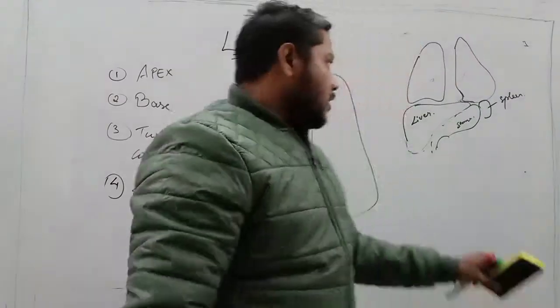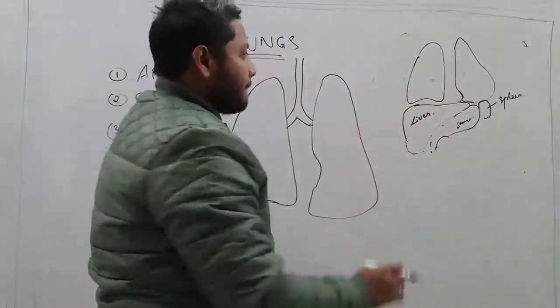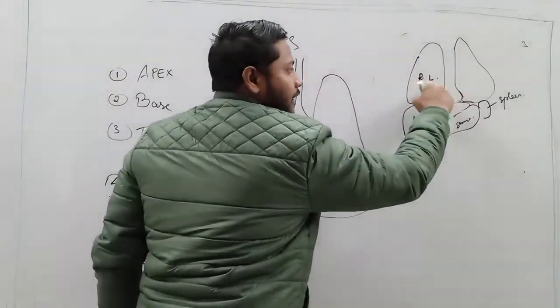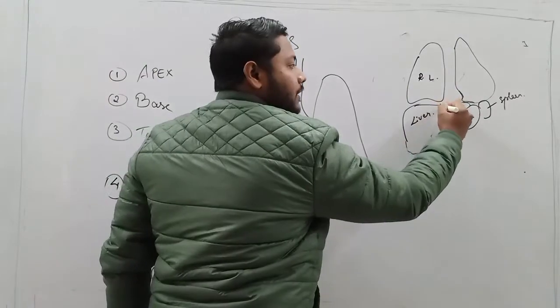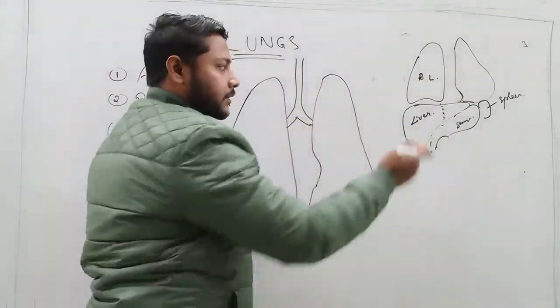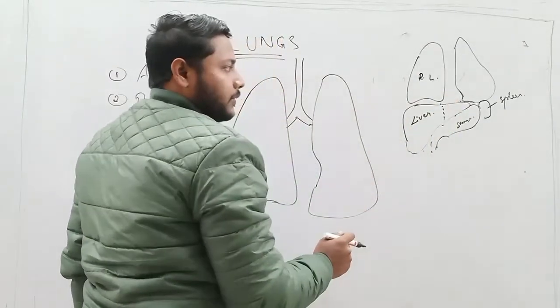Okay? What the base does is, it separates the right lung from the right lobe of the liver. We know that the liver is divided into two parts, or it has two lobes, the right lobe and the left lobe.